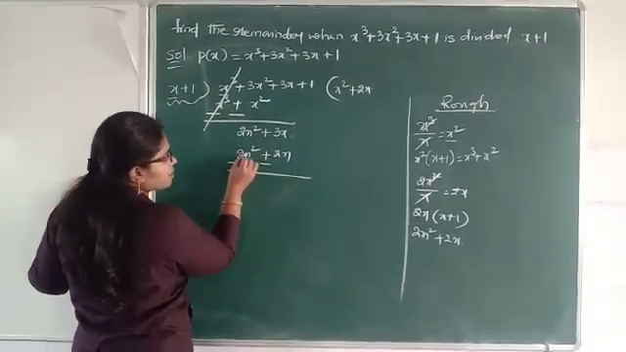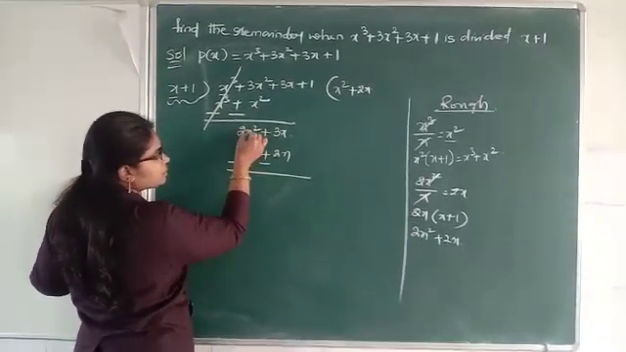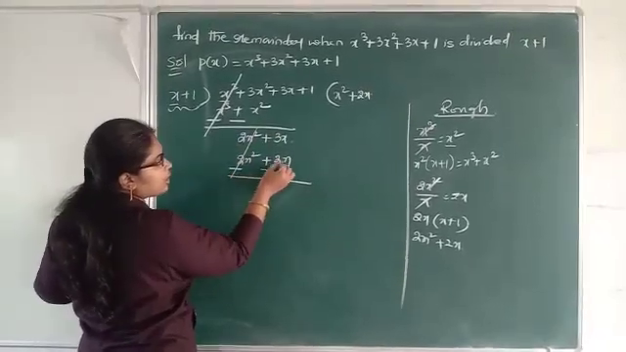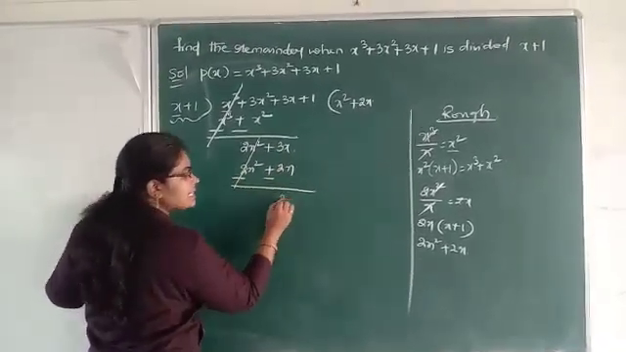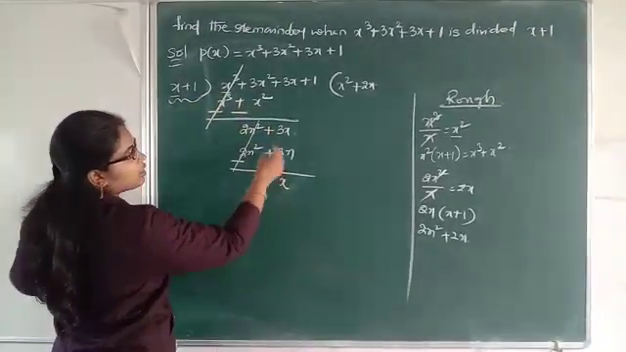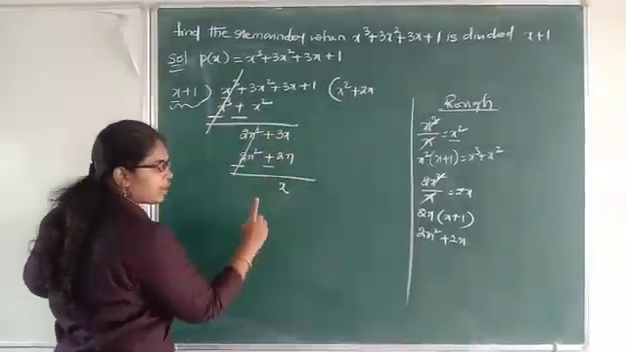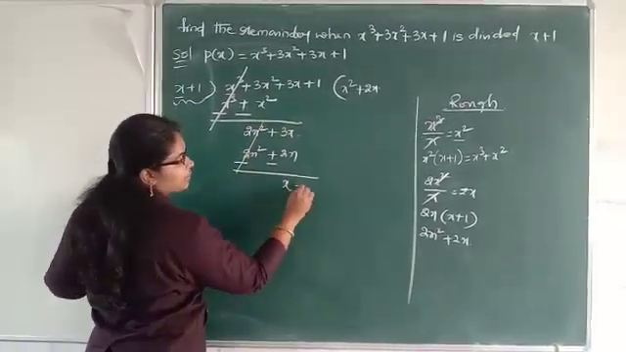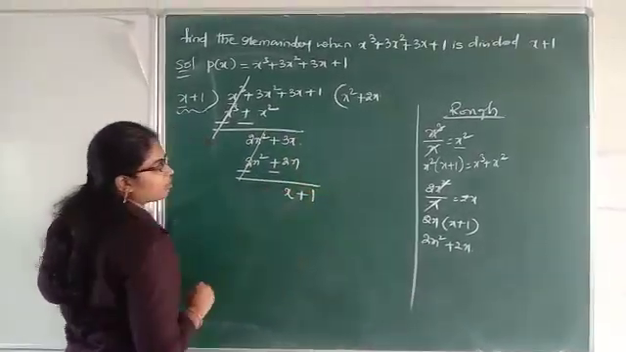Now here minus 2x. Now it became minus 2x plus 2x, cancel. Now minus 2x plus 3x is x. Why? Because in front of the bigger number plus is there. Therefore 3 minus 2, 1. That means x plus. Now bring 1 value down, children.